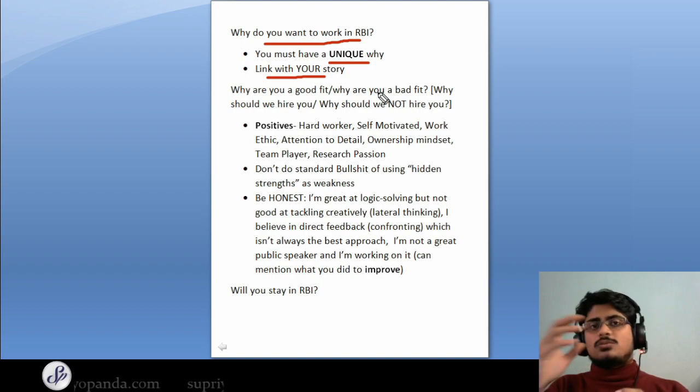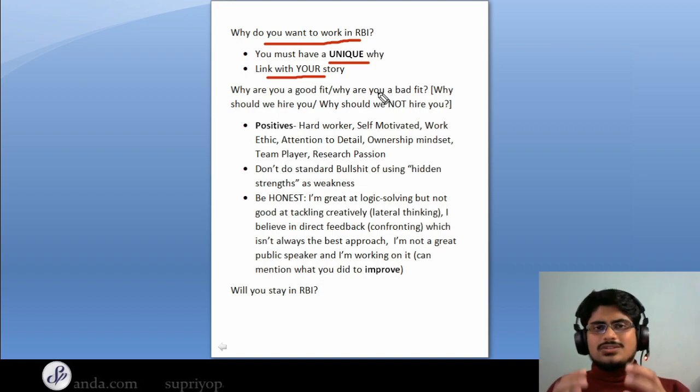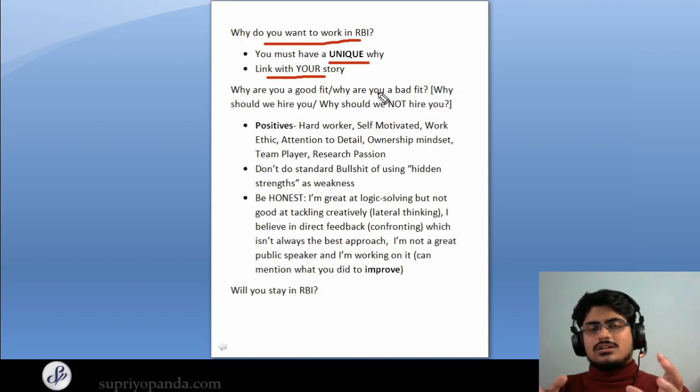So that is how you have to build your story. Just try and think of all the various financial links that you have in your career and how that drove you towards this RBI job.